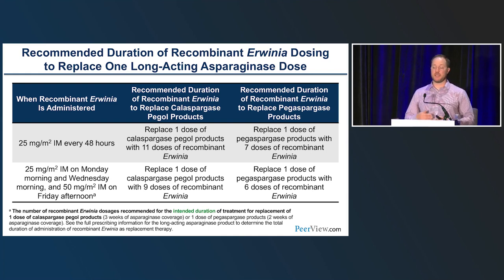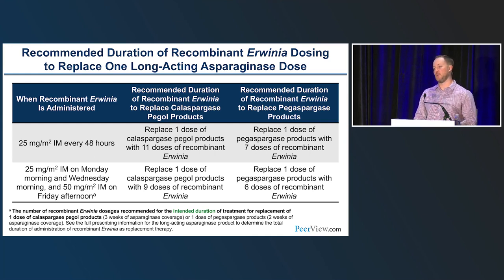So because of that, there was a recommendation that came out to replace the 25 milligrams per meter squared with 11 doses of recombinant Erwinia, or 9 doses, depending which kind of regimen you're using, if the patient was scheduled to get CalPEG. What I think is important, and what Rachel and I have emphasized when we get questions about this, or when we're teaching people, is, as highlighted here in green, what is your intended duration?